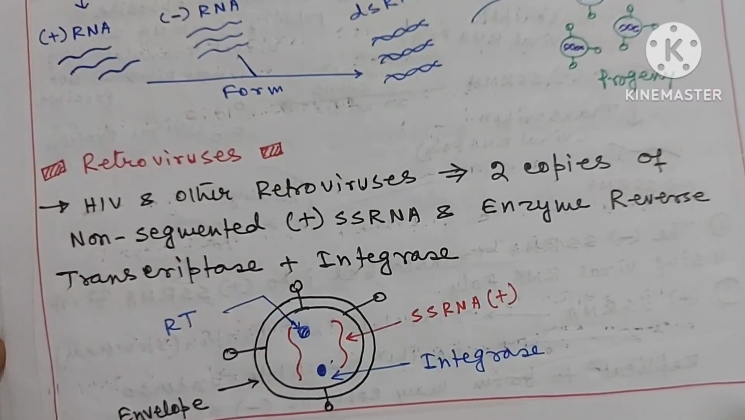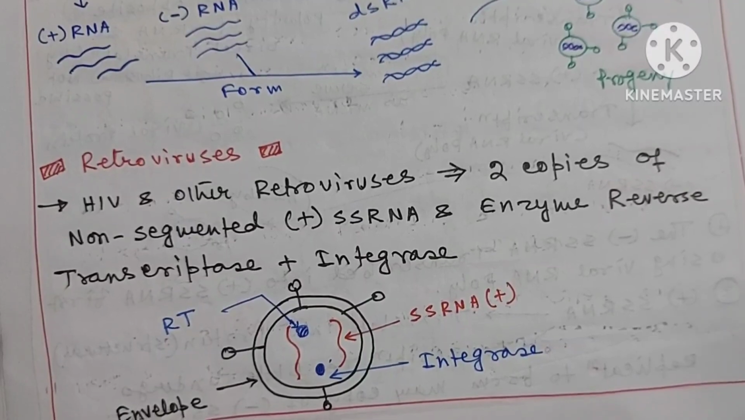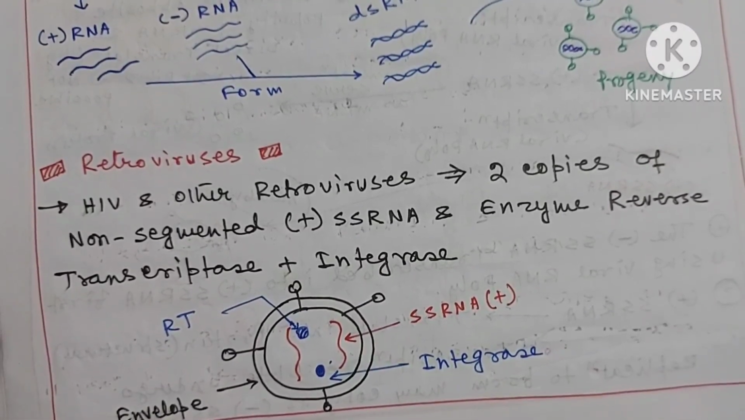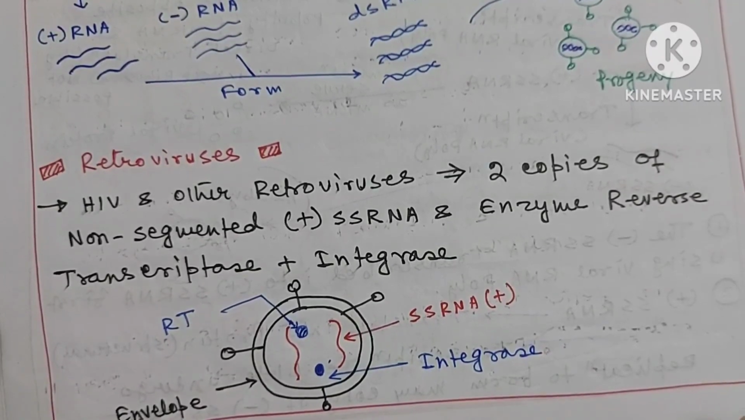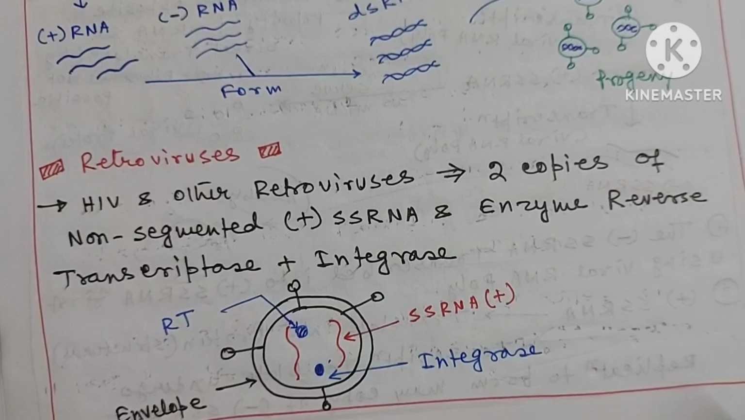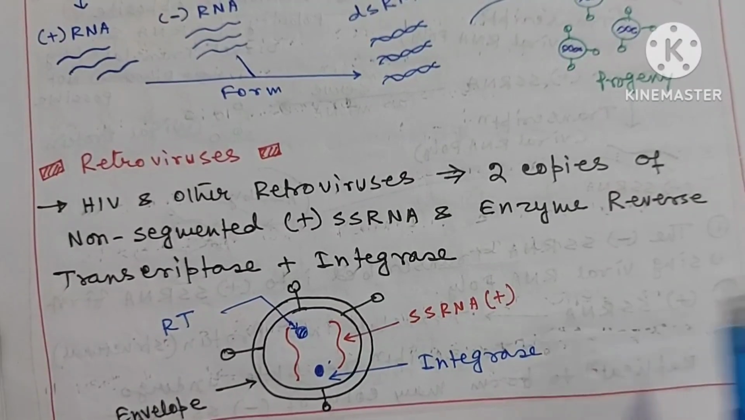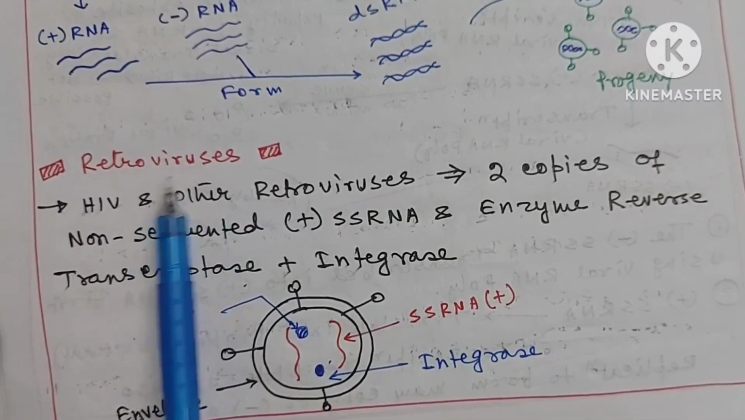Welcome students, and welcome to my channel Sequential Biology. We are talking about the reproductive strategy of different types of viruses, and we have already discussed the reproduction strategy of double-stranded DNA containing viruses, single-stranded RNA containing viruses and double-stranded RNA containing viruses. Today we will discuss the reproductive strategy of retroviruses.